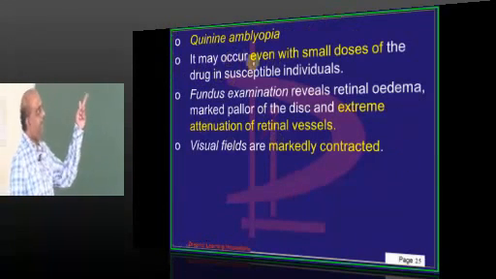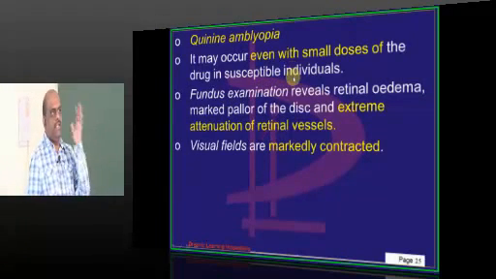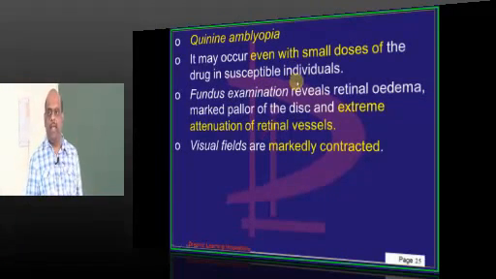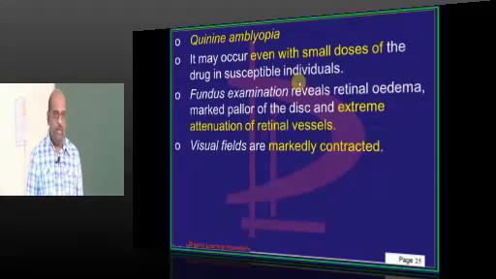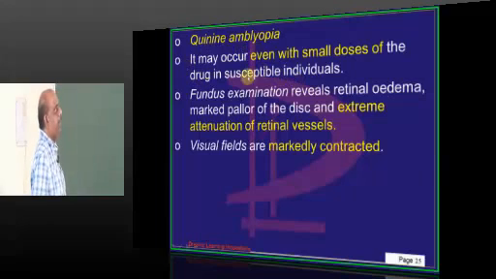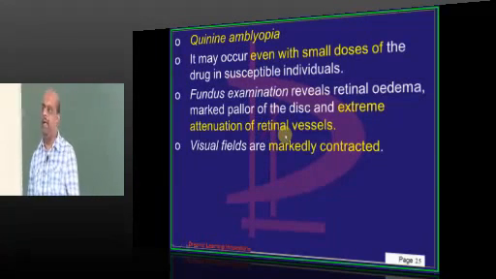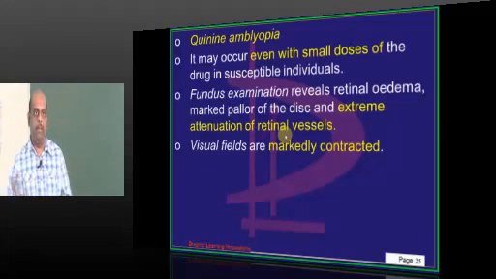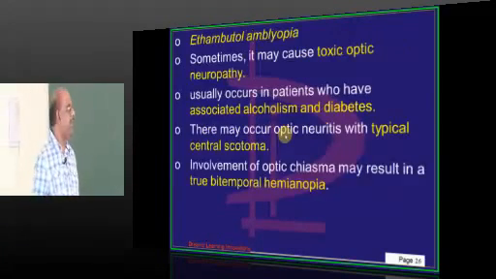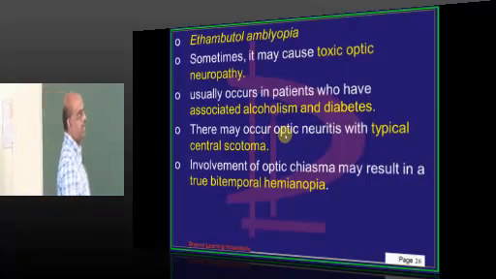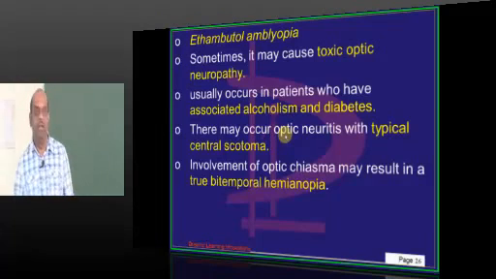Then quinine amblyopia. Even small doses of quinine in a susceptible person can lead to development of amblyopia, in an idiosyncratic way, not dose related. If you examine the fundus, one important feature in quinine amblyopia is the retinal vessels will typically become attenuated, and contracted visual fields is what you typically come across. Then which anti-tubercular drug can lead to amblyopia, doctor? Ethambutol.